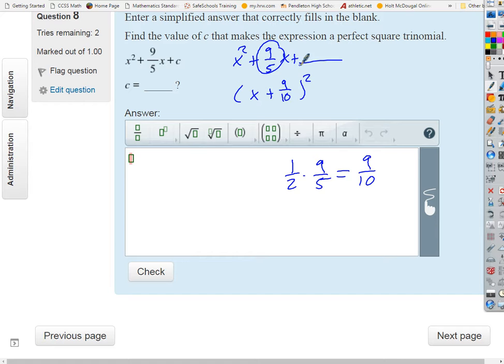But what number did we have to add to make that happen? Well, half of b is 9/10, and squared, that would be 9 squared on the top, which is 81, and 10 squared, which is 100 on the bottom. So the number we'd have to add for c would be 81/100.